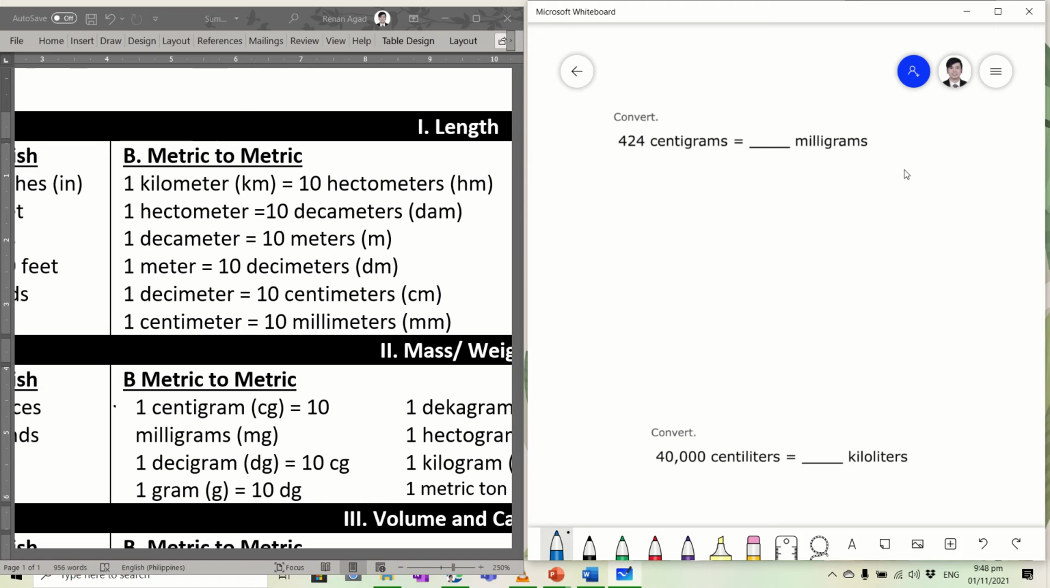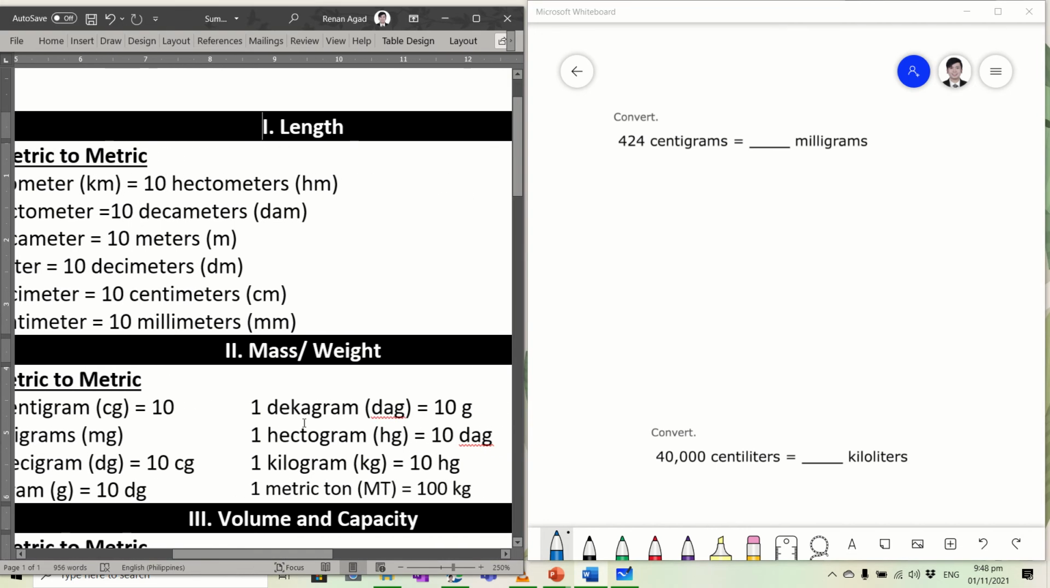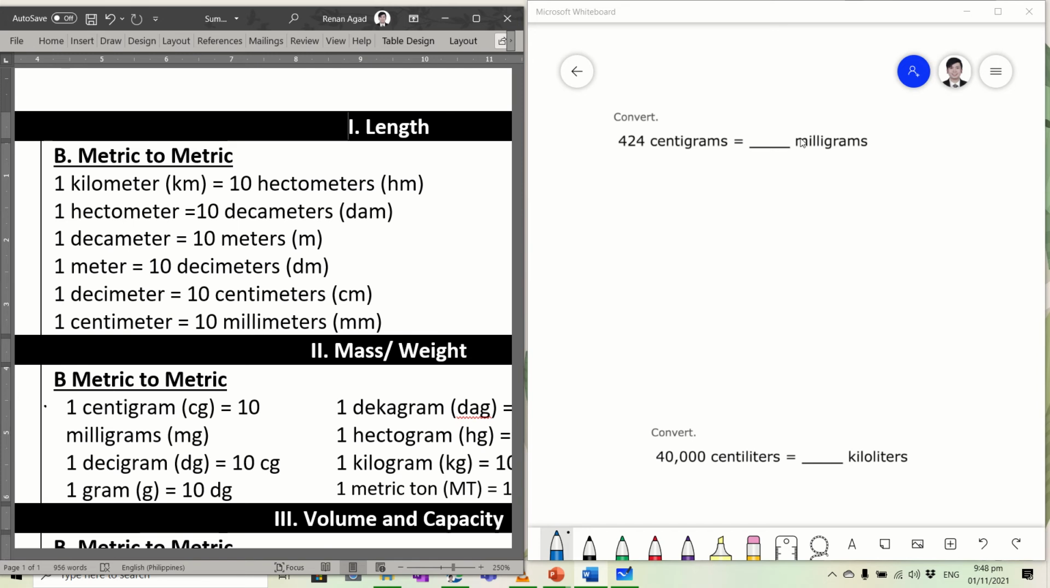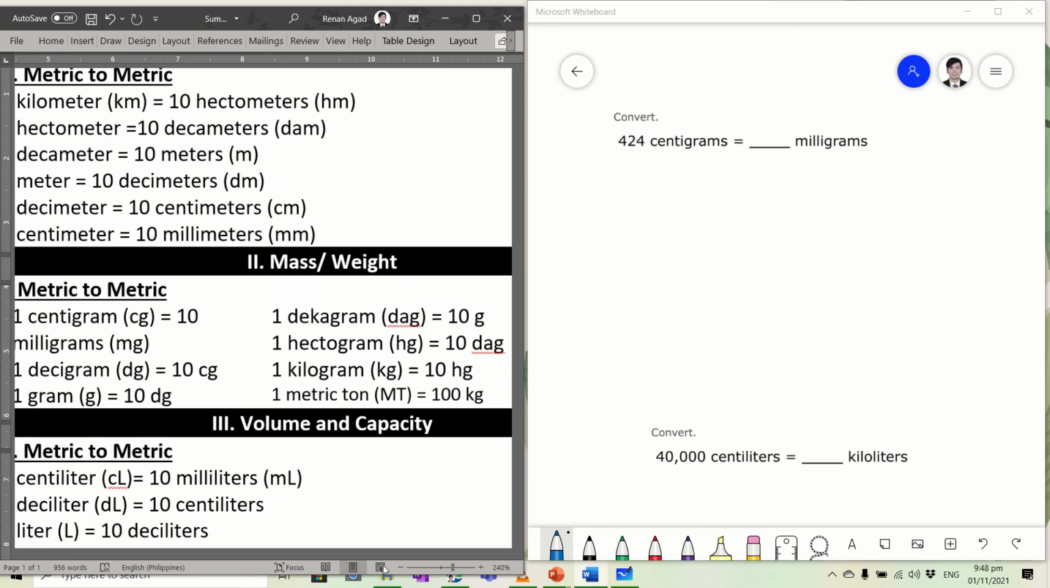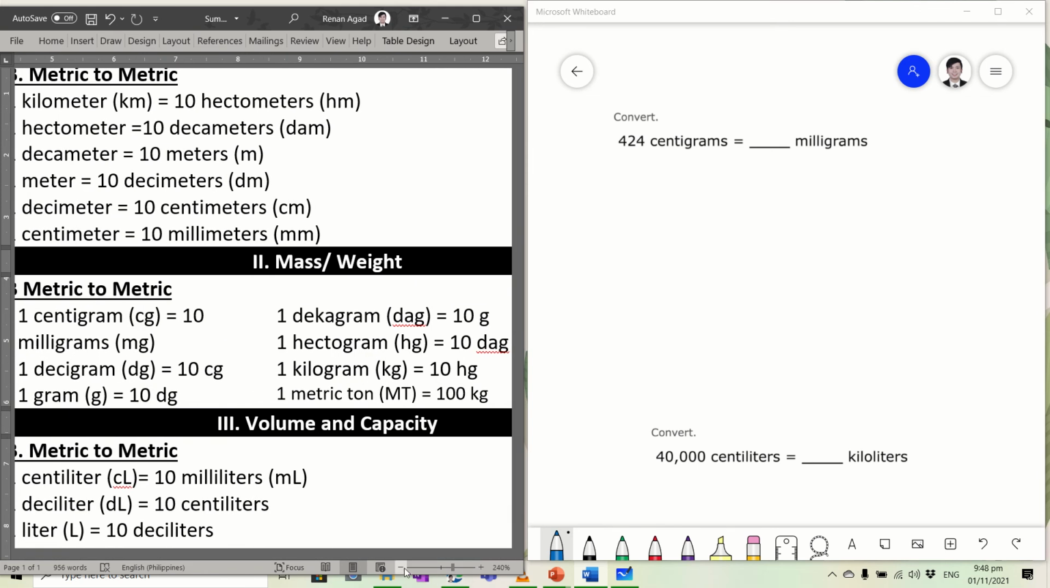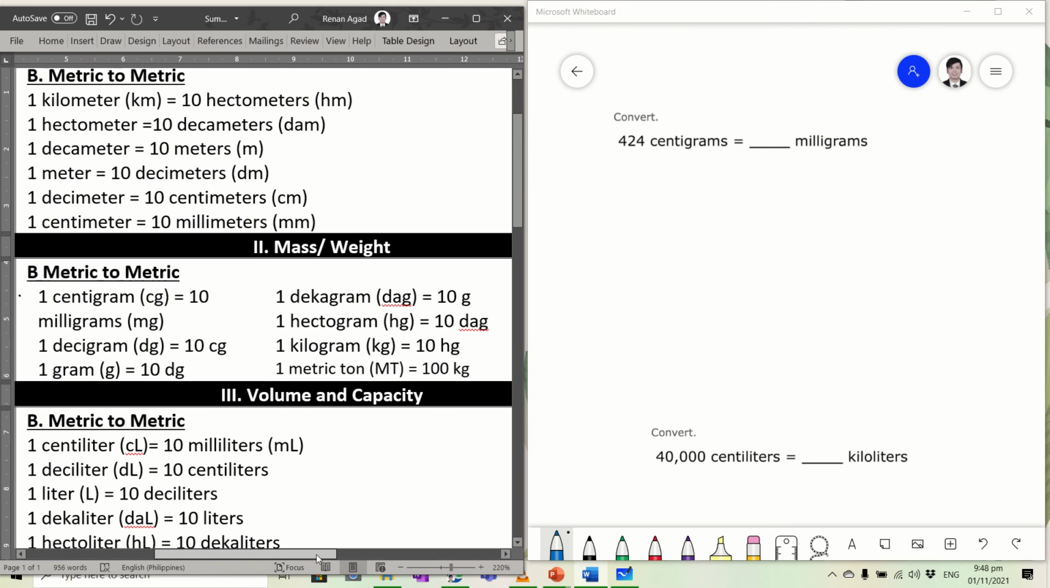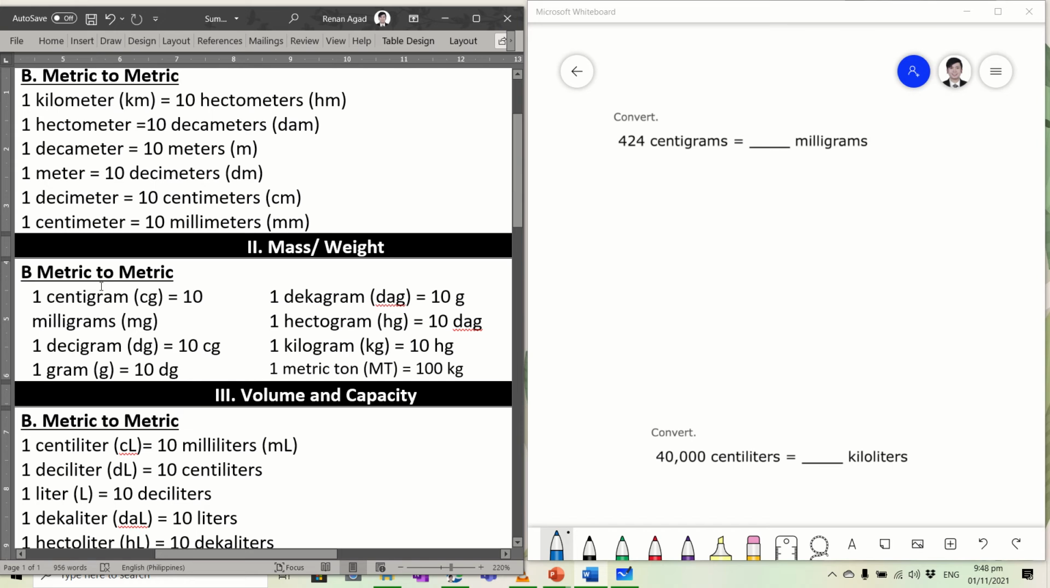So centigrams and grams, the basic unit is grams for smaller mass. So you go to mass or weight, and these are units for metric. Centigram is metric, milligrams is also metric. So metric to metric. Now, if you look at our table, notice that we already have a standard or a conversion factor for centigram to milligrams already here.